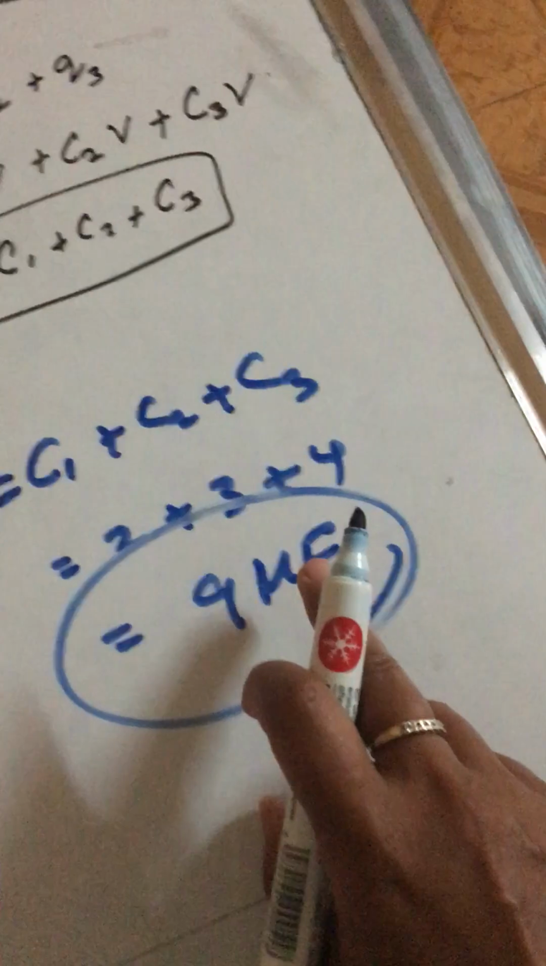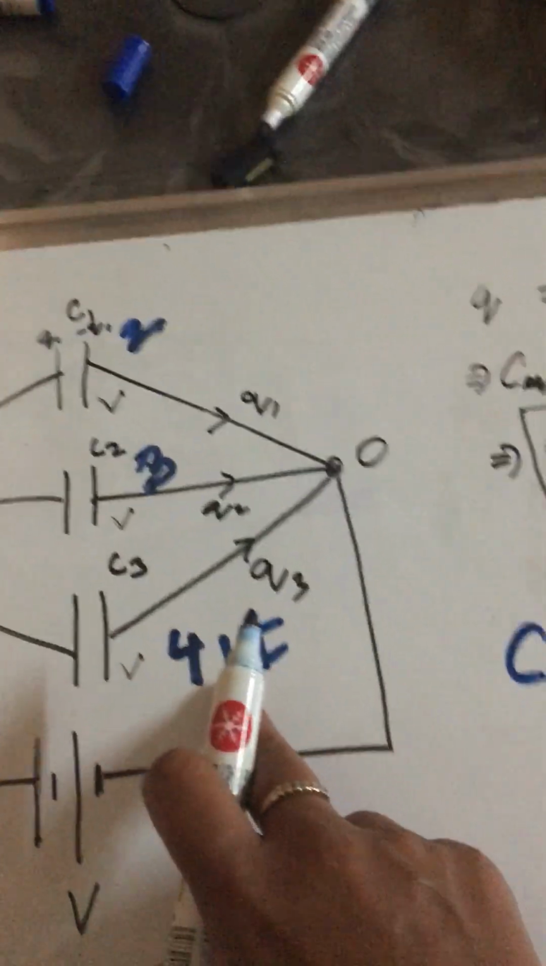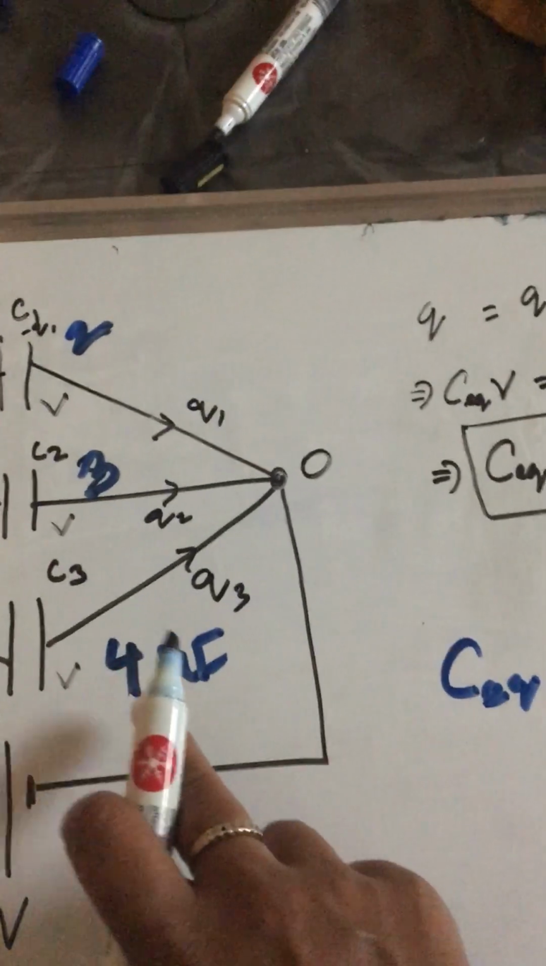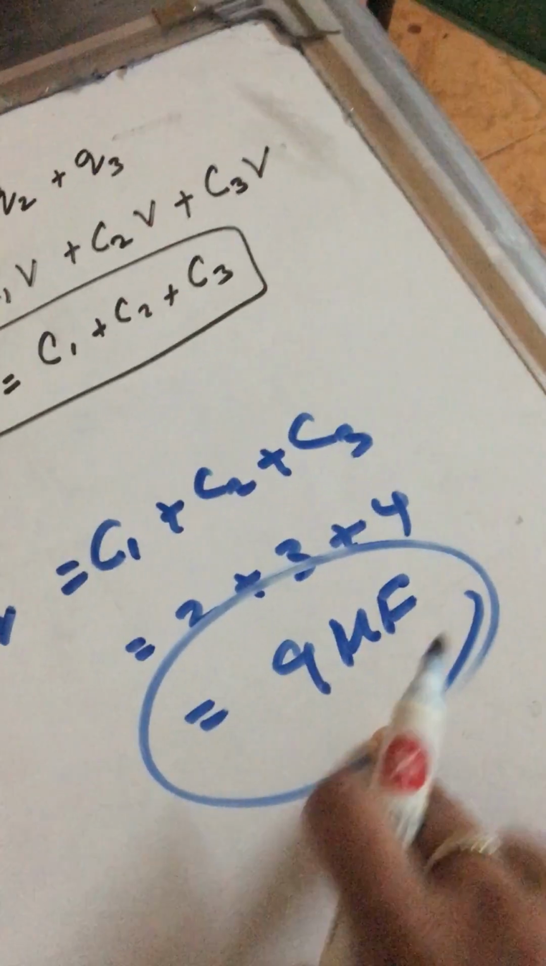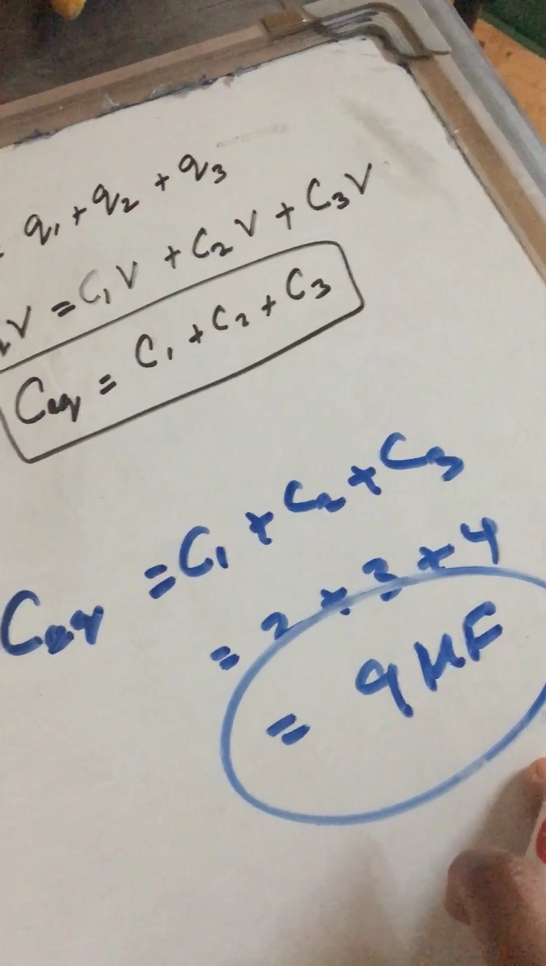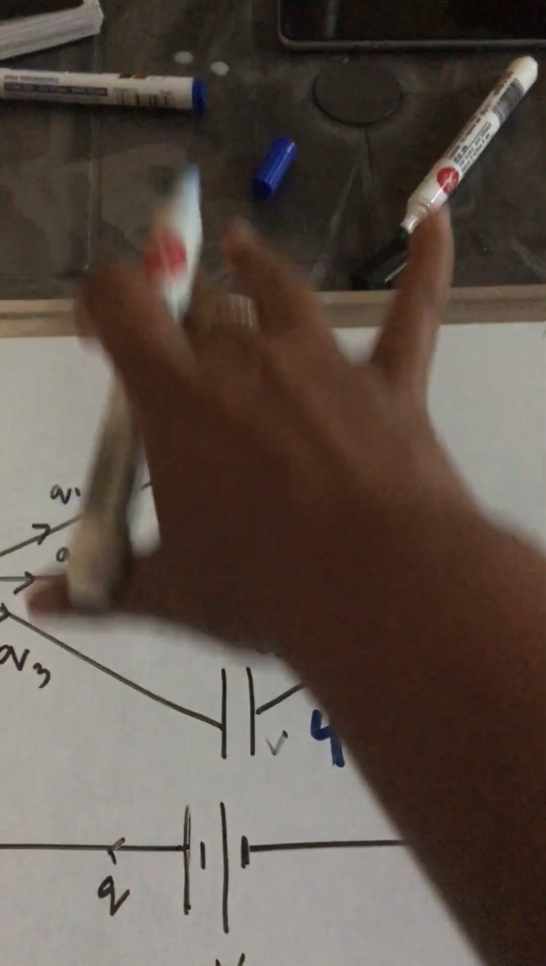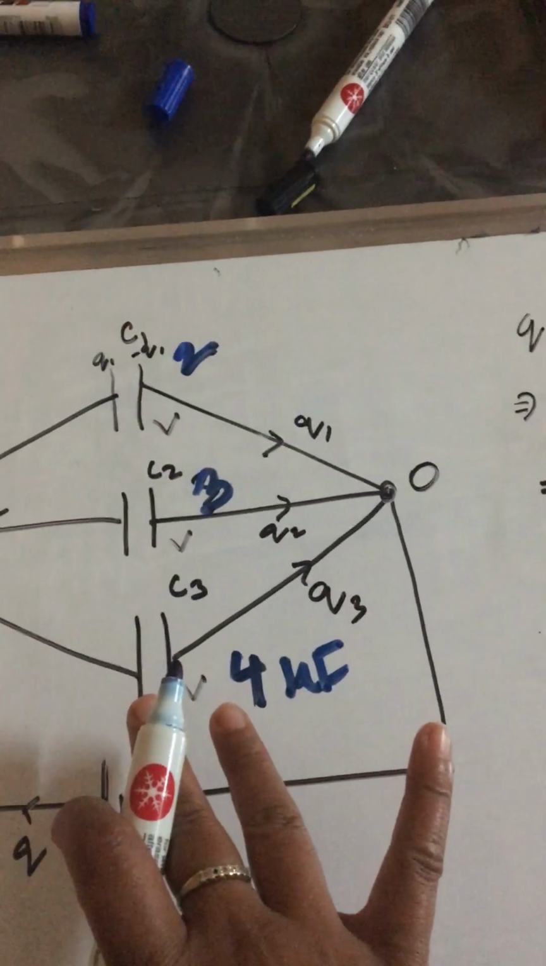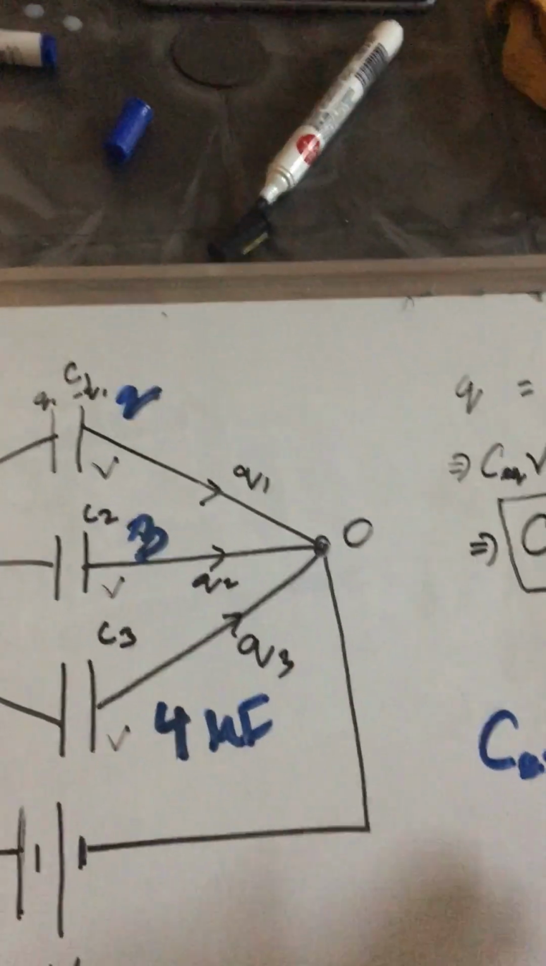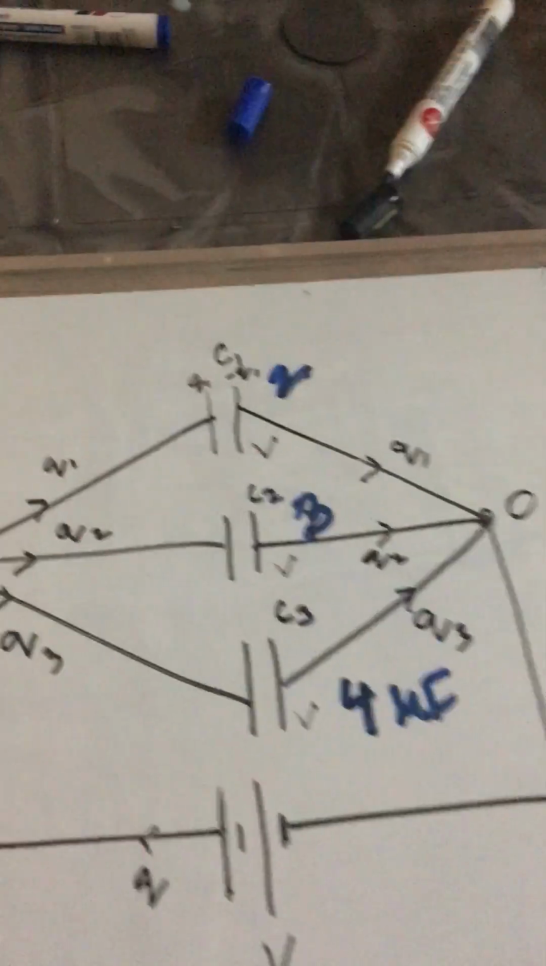So in this case, the capacitance increases, right? The maximum capacitance of the individual ones was 4, and the equivalent capacitance is higher than that. So if you want to increase the capacitance, they have to be connected in parallel. If you want to reduce the capacitance, you have to connect them in series.